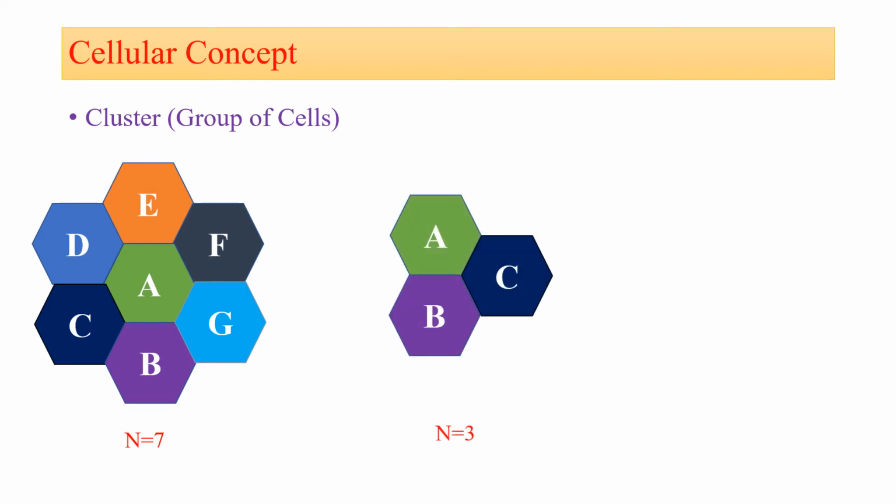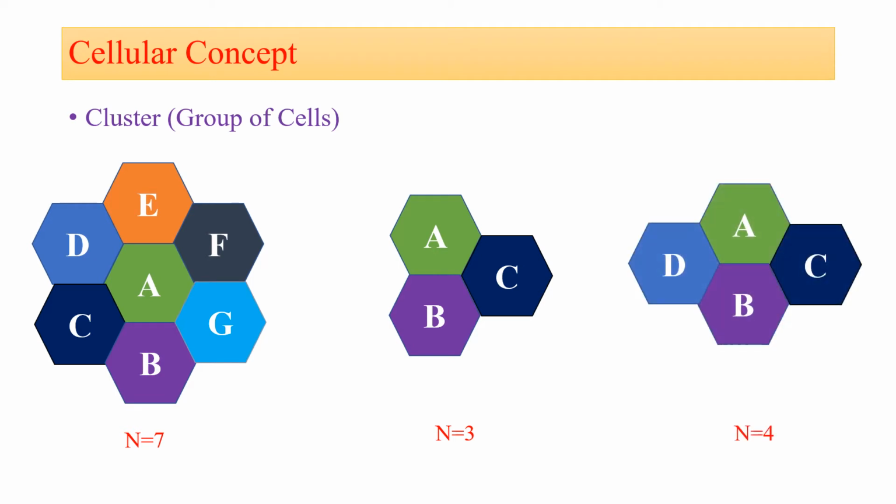Similarly, as another example, suppose n equals 3. Now the total number of cells is 3, that is A, B and C. So this is the cluster having a group size of 3. Similarly, in the next example, suppose the total number of cells is 4, that is A, B, C, D. So the group of 4 cells is the cluster.